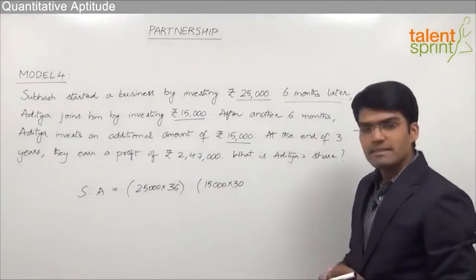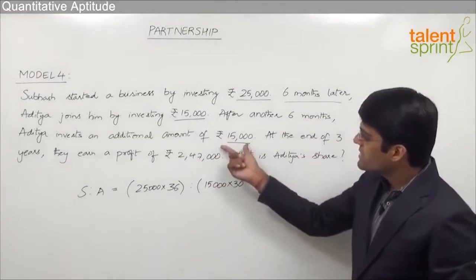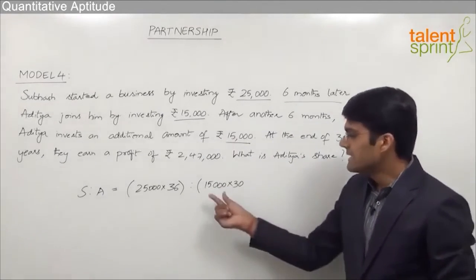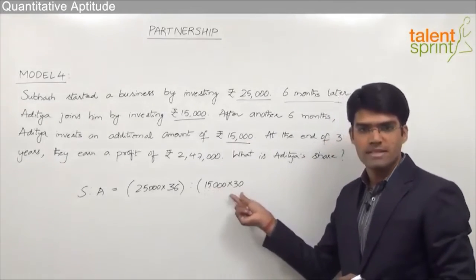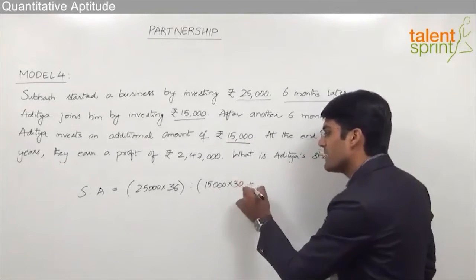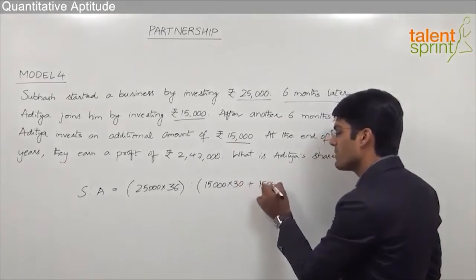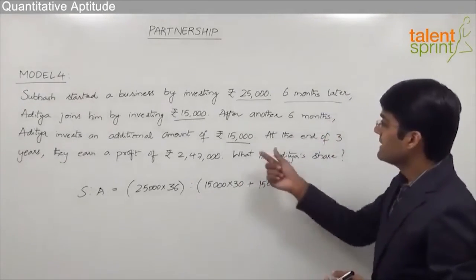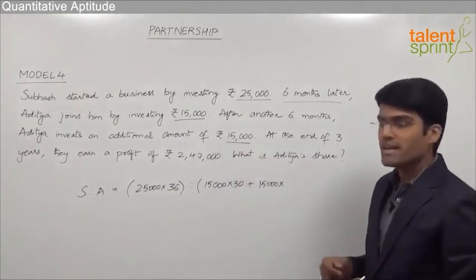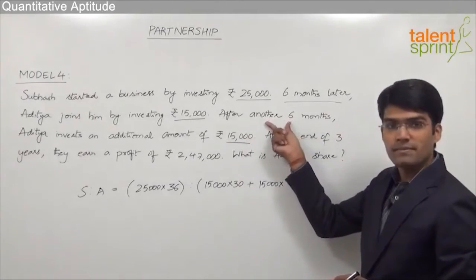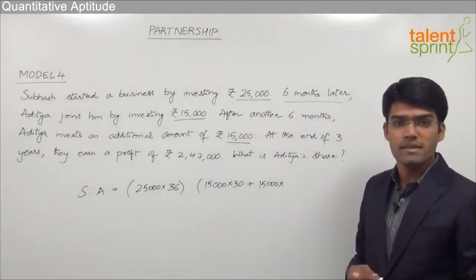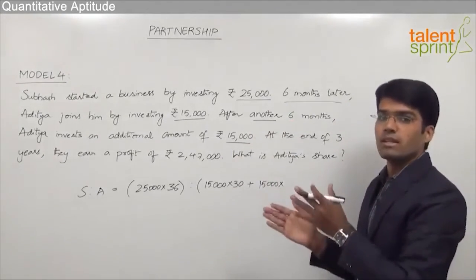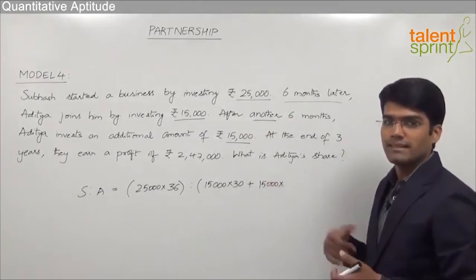But apart from this, Aditya has also invested an additional amount of 15,000 after another 6 months. That means this investment of 15,000 was present for 30 months, plus there was an additional investment of 15,000 which was present only for 24 months, because this second 15,000 was invested after another 6 months. And as we have already discussed in the previous question, whenever the word another is given to us, we need to consider the total gap between the first period and the second period.